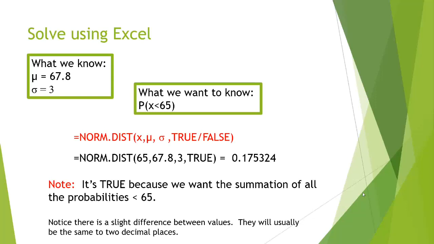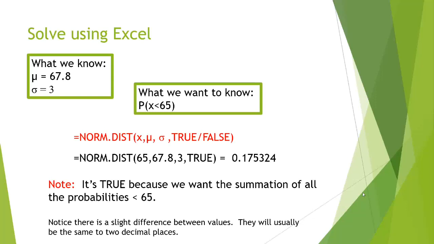And then true or false. Do we want the probability of x equals 65? If so, we would say false. If we want the probability of x less than 65, that means we want to sum everything in front of it. So we're going to say true. And we come up with a number that's pretty close to the one we had on the preceding slide.